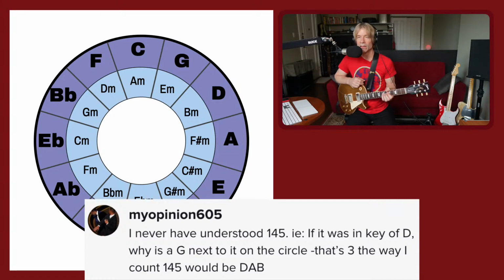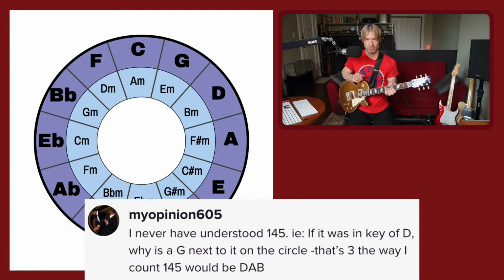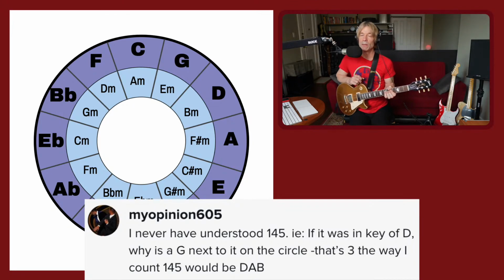The G is going to be a 4, A is going to be a 5, and the reason for that is because we're counting the root note first. 1, 2, 3, 4, this is the major scale. 1, 2, 3, 4, G, 5, A. So it's not D, A, B. D, A, B would be a 1, 5, 6.